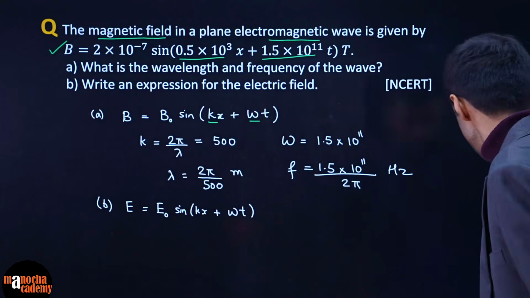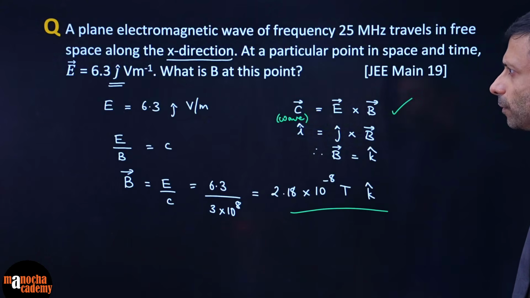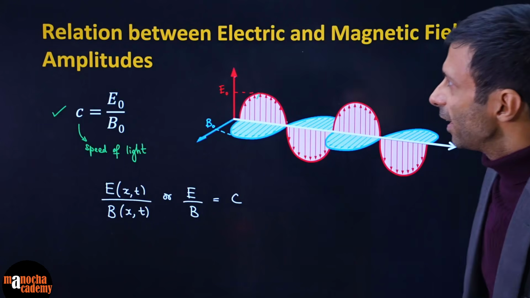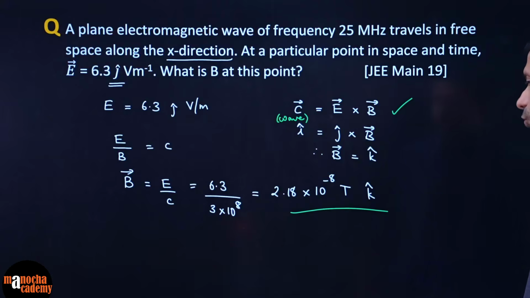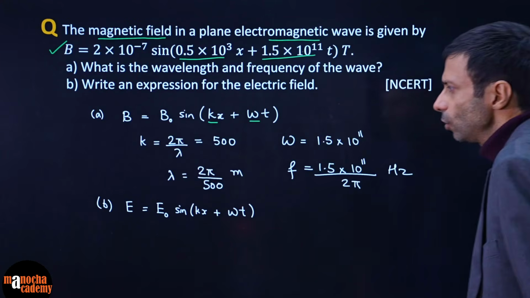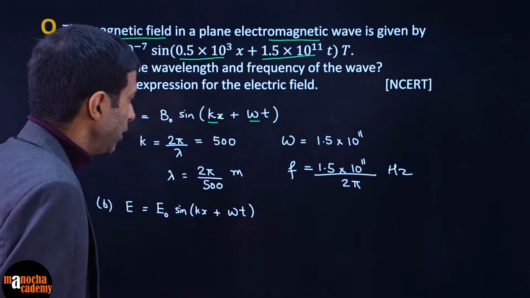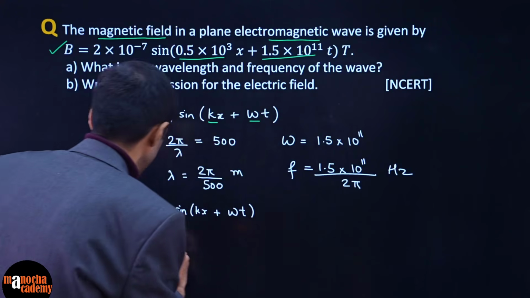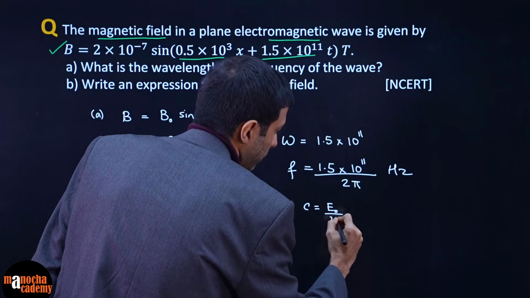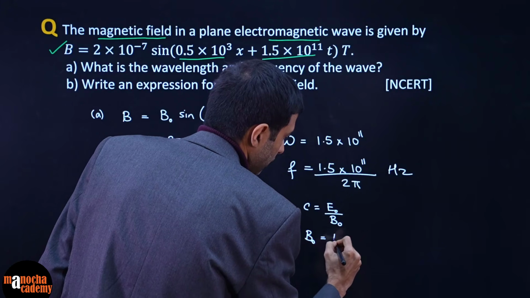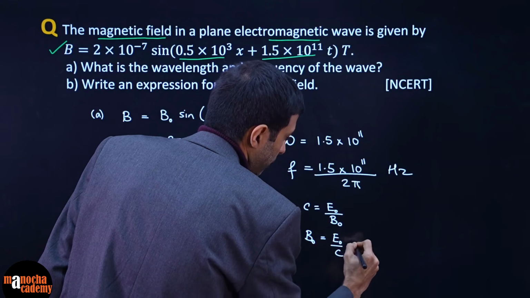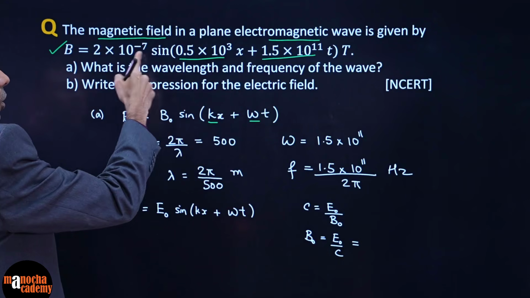Remember that formula that I taught you? Exactly this formula. C is E naught by B naught. So write down that formula and work it out. Simple. So we'll write over here C is equal to E naught by B naught. That means your B naught is E naught by C.